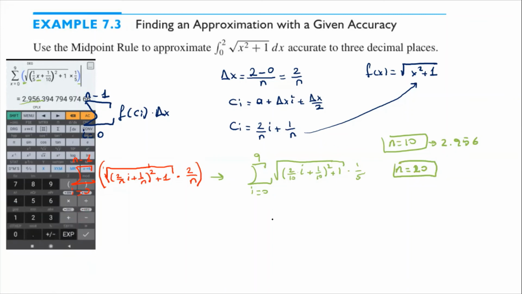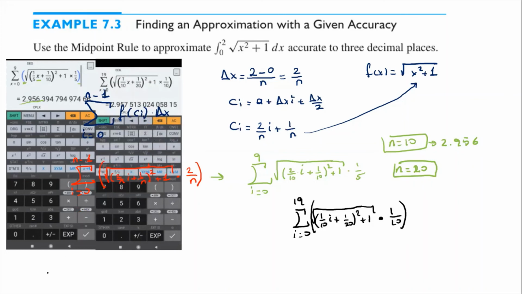If you do this for n equals 20, in this case, the formula is going to be from 0 to 19 of the square root of open bracket 2 over 20, which is 1 over 10 times i, plus 1 over 20, squared, plus 1, close bracket, times 2 over 20, which is 1 over 10. Put a bracket here and here.